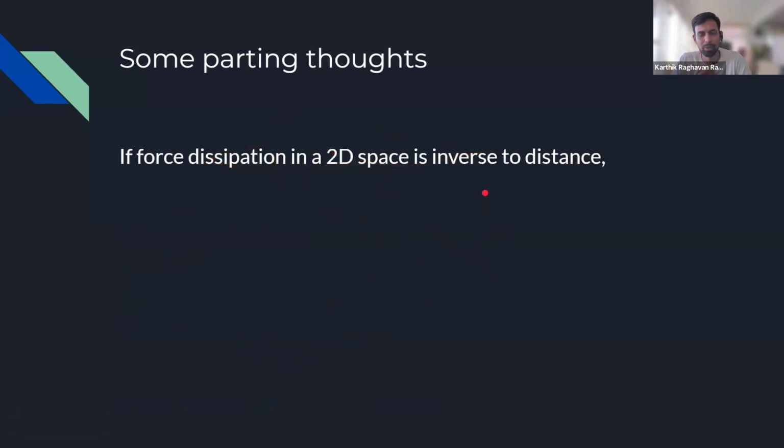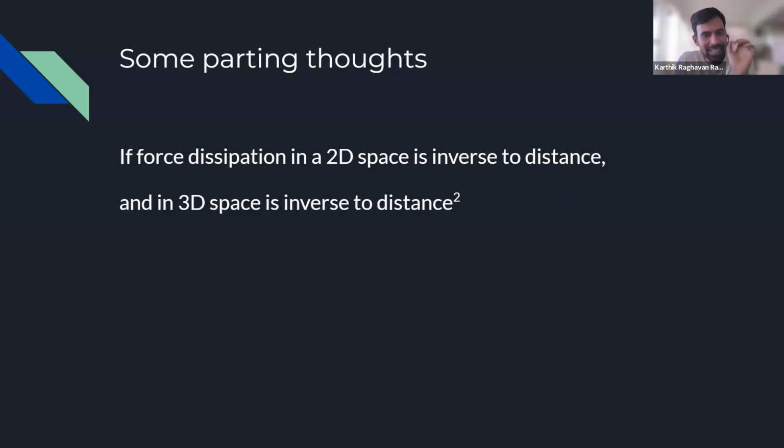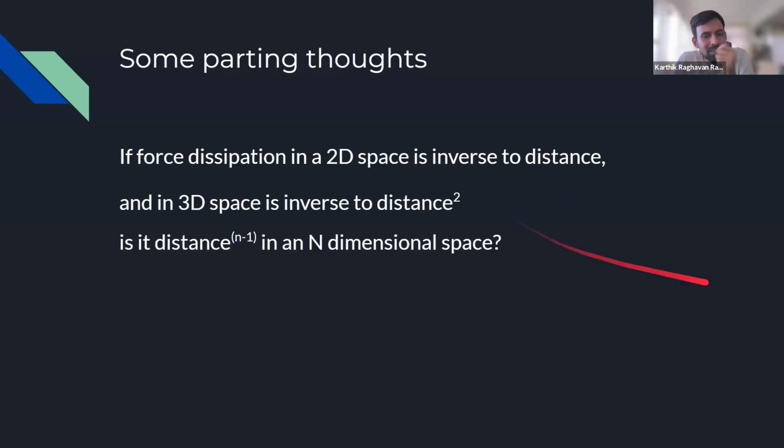So, some more food for thought. In 2D space, we saw that it was a ripple, and it was inverse to distance. In 3D space, it was a bubble and it is inverse to distance squared. What about n-dimensional space? In a 4-dimensional space, for example, would it be an inverse cube law that applies instead of an inverse square law? In a 5-dimensional space, would it be the inverse 4th power law that applies by default? Is that something that we can generalize?